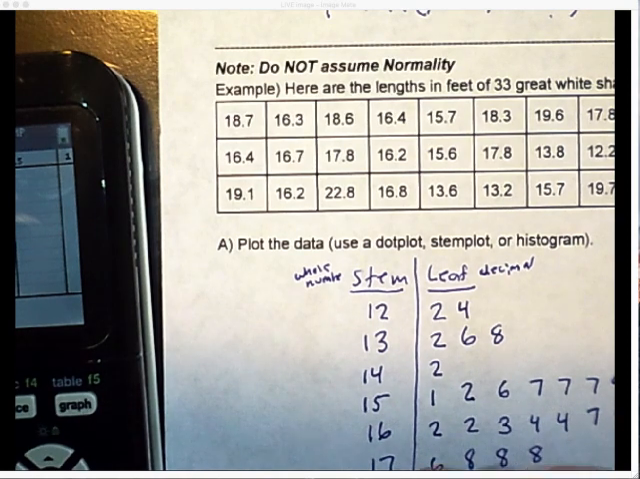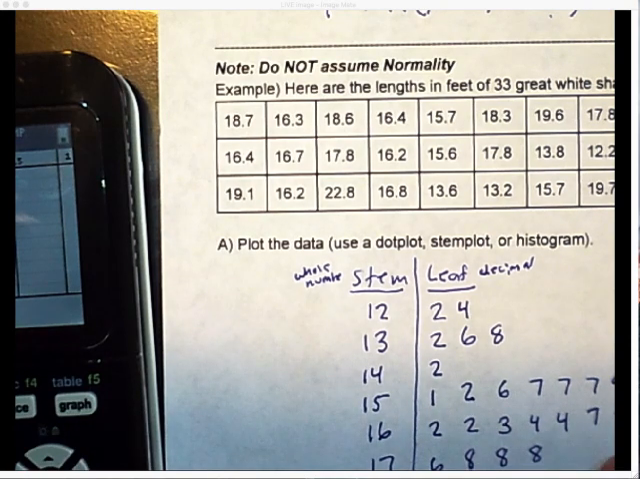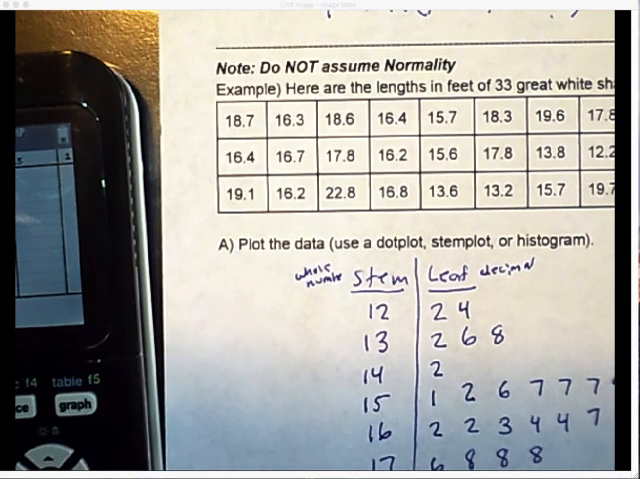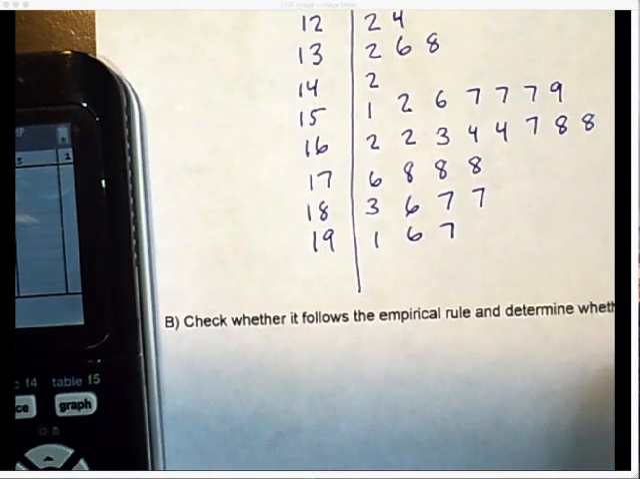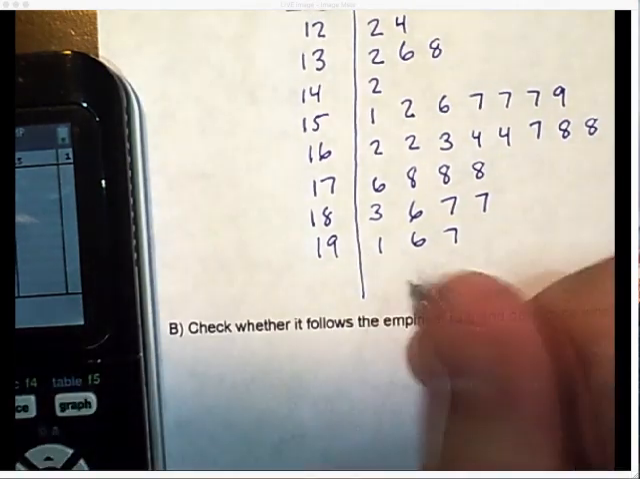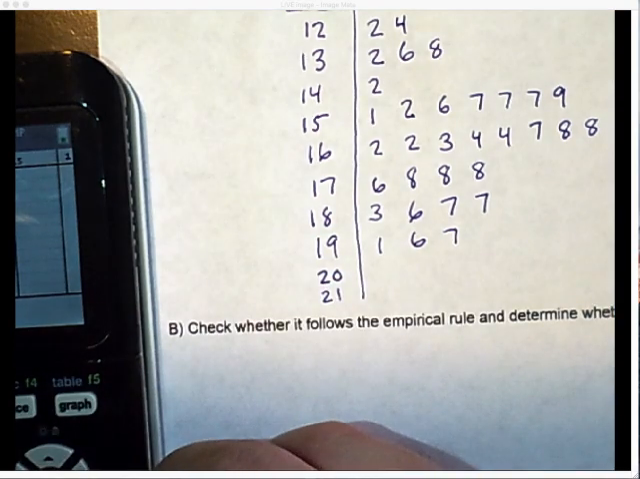I have an 18.3. I have an 18.6. Two 18.7s. I have a 19.1, a 19.6, a 19.7. Okay. I don't have any 20s. I don't have any 21s. But I do have a 22.8.